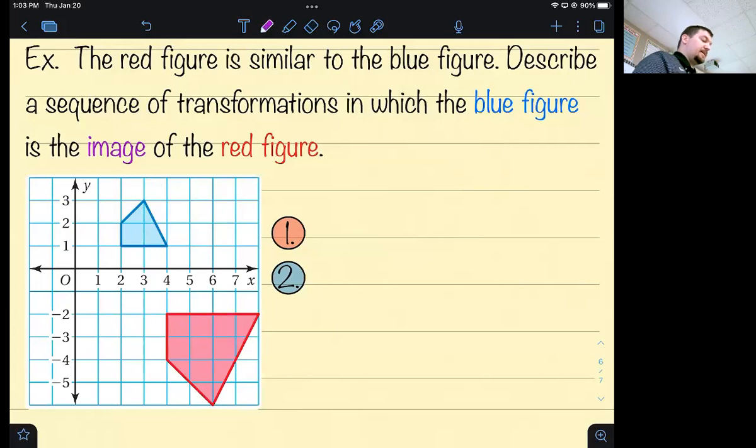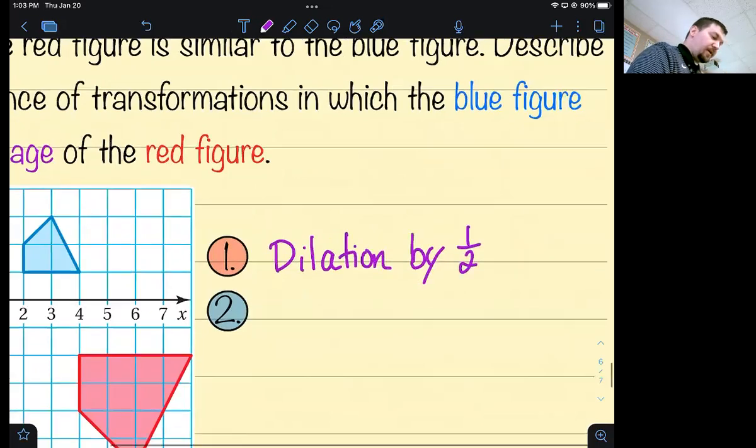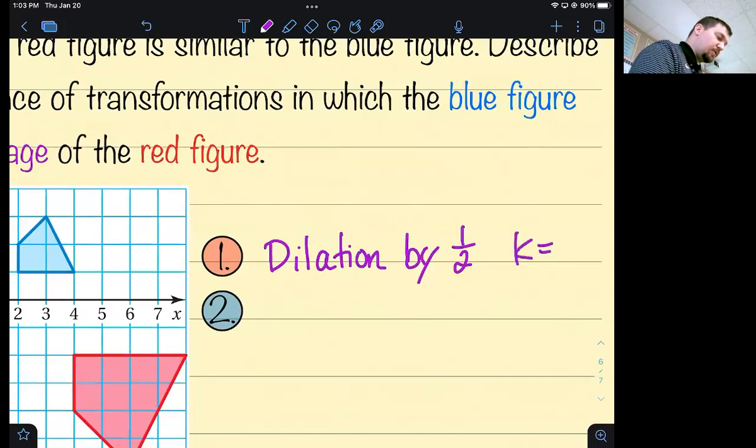Yeah, so it does make a difference. You have to know we're going from red to blue. It said the blue is the image. That'd be the new one. So we're going to say dilation by half, or you could say dilation K equals 1/2, or however you would like to word it. But the word dilation needs to be there, or at least abbreviated, and you need to have 1/2 as that factor. Don't just tell me it was dilated. Tell me it was dilated by how much. Just like when we put translated. I don't want to know it was just translated, but tell me if it moved right, left, up, down, and by how much.